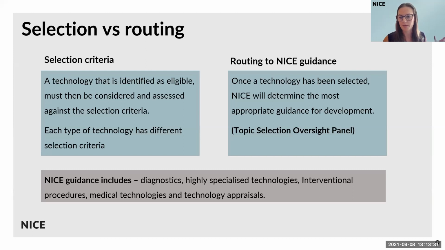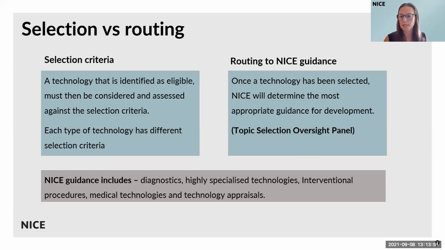So you've got the eligibility, and then is it of value to the NHS for NICE to look at this? What should it be selected to progress for NICE guidance? Each type of technology has different selection criteria, and all of that is clearly laid out in the manual. And then you've got routing.